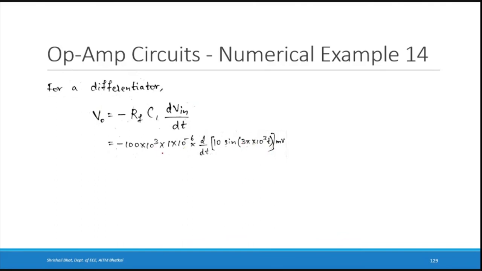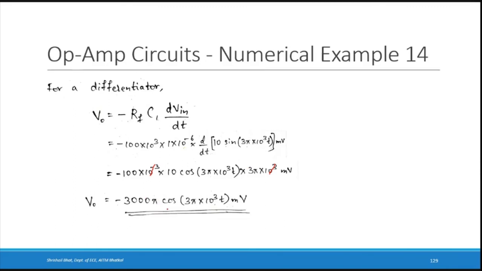So 10 raised to 3 and 10 raised to minus 6 will become 10 raised to minus 3. And the differentiation of sin 3 pi into 10 raised to 3t will become cos 3 pi into 10 raised to 3t multiplied by 3 pi into 10 raised to 3. Is it right? So this will be minus 100 into 10 raised to minus 3 into 10 into cos 3 pi into 10 raised to 3t multiplied by 3 pi into 10 raised to 3. So what do you get then? This 10 raised to 3 and 10 raised to minus 3 get cancelled. 100 into 10 is 1000, into 3 pi is 3000 pi. So it is minus 3000 pi cos 3 pi into 10 raised to 3t millivolts.